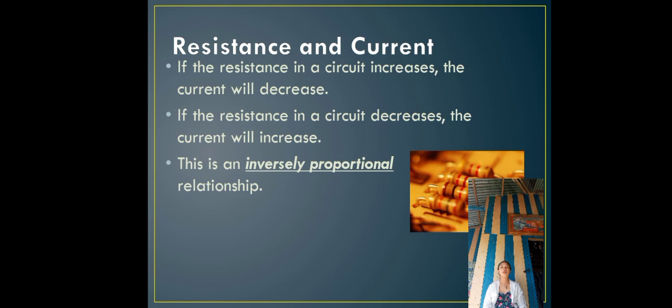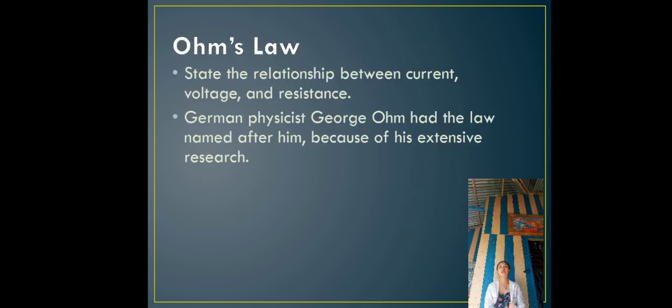Moving on to the relationship between resistance and current. If the resistance in a circuit increases, the current will decrease. If the resistance in the circuit decreases, the current will increase. So this is an inversely proportional relationship. So remember, the relationship between voltage and current is directly proportional, while the relationship between resistance and current is inversely proportional. Understand? The last part of the lesson that is very important to tackle is Ohm's law.